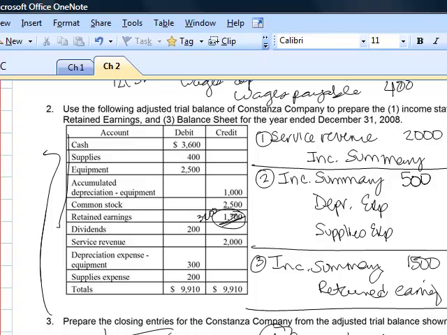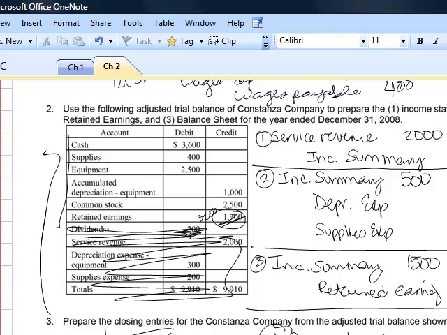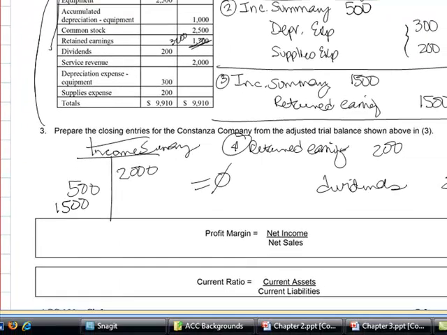Whoops. Oh my goodness, I don't know why it keeps doing that. It doesn't like whatever I'm pressing. So that would be your post-closing trial balance.